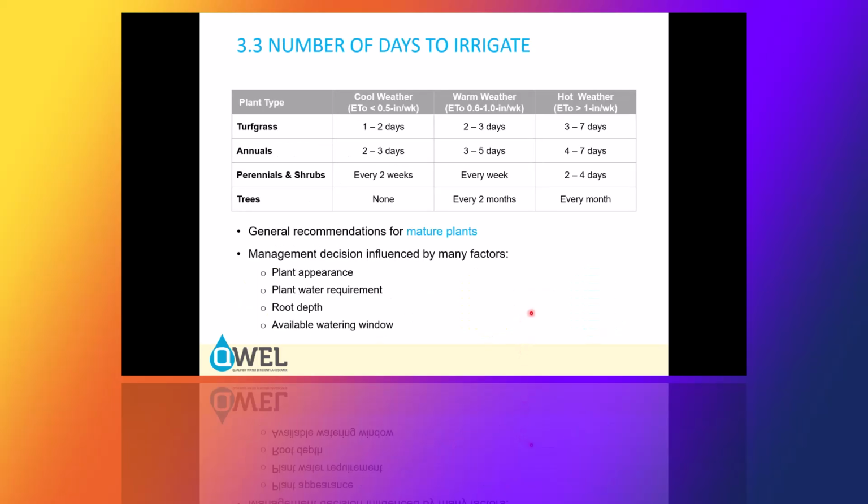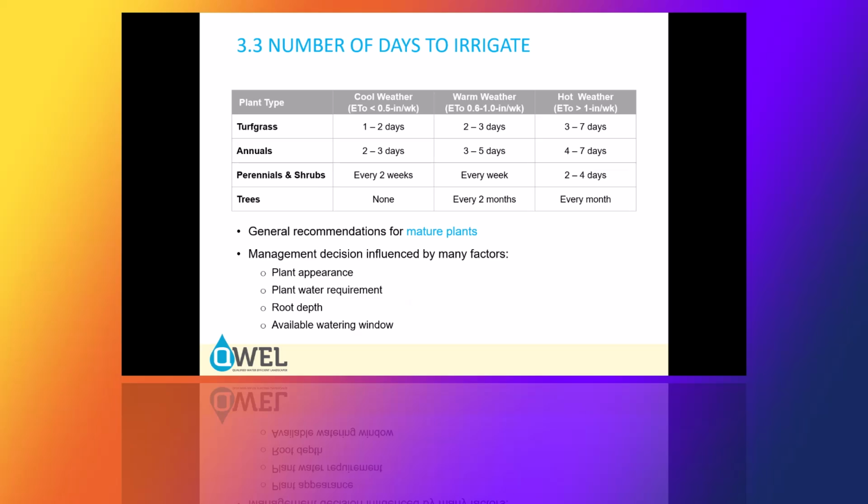All right, the number of days to irrigate. You can see that this chart is really dependent upon the weather and the ETO. Here we have cool weather suggestions for less than 0.5 inches per week ETO, warm weather with ETO 0.6 to 1, and then hot weather with an ETO of greater than 1 inch per week. And it's classified by turf grass, annuals, perennials, and shrubs and trees.